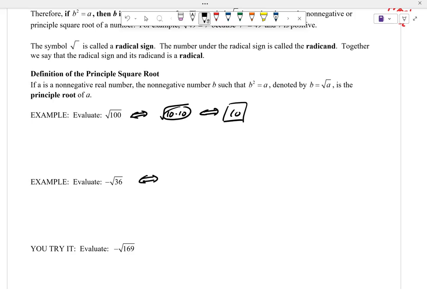Let's do some more here. I got negative the square root of 36. Square root of 36, we got 6 times 6, right? So we got the negative in front. We found the principal root of the square root of 36, which is just 6. So the negative in front stays there. Square root of 36 is 6, so we end up with negative 6.